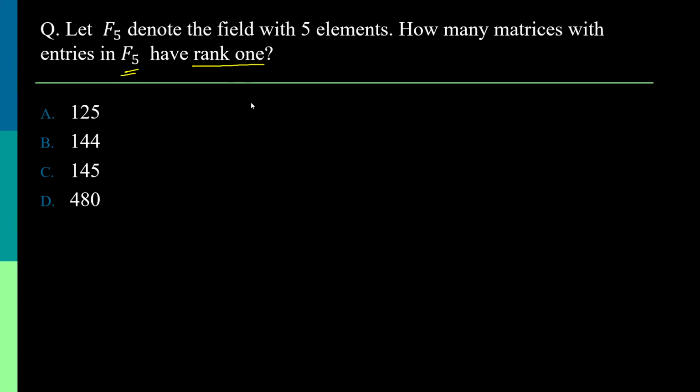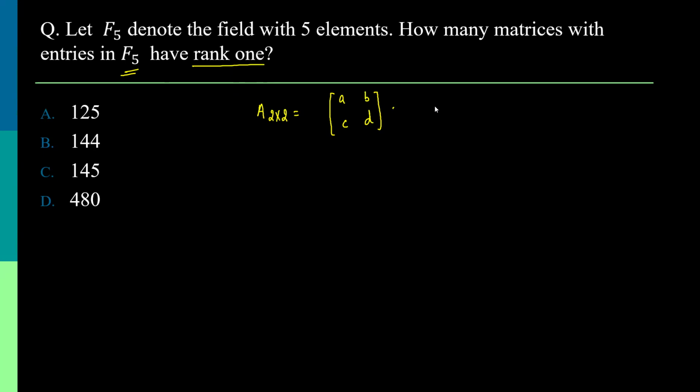Now let us rewind the concept of rank. Rank of a matrix is what? The highest order non-vanishing determinant obtained from a given matrix. In this problem, the matrix is of order 2 by 2. So a 2 by 2 matrix looks like this, having 4 entries.